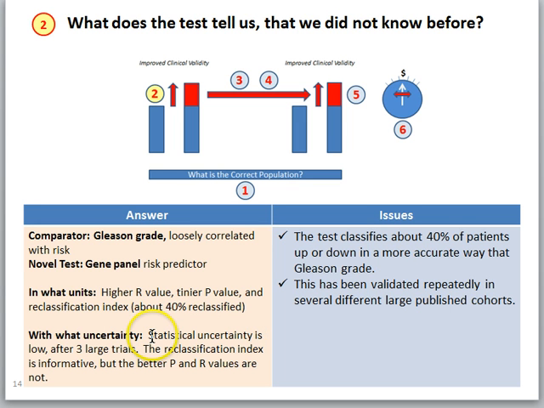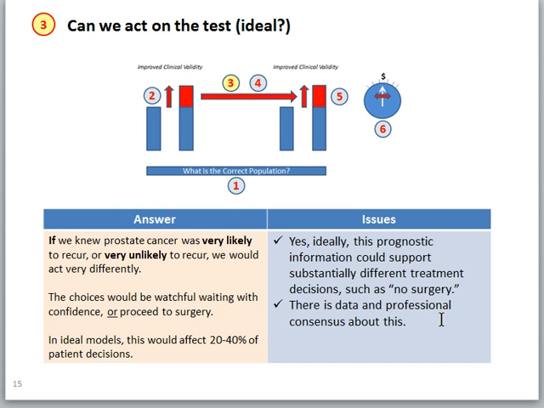Now, with what uncertainty? The statistical uncertainty is low. We've done 3 large trials. Each one had 500 biopsies in it. We had 5 or 10 years of outcomes to track to. So the statistical correlations are pretty high. So the issues, the test reclassifies about 40% of patients up or down in a more accurate way than Gleason grade, and it has been validated repeatedly in several large published cohorts. So let's go on to the next question.